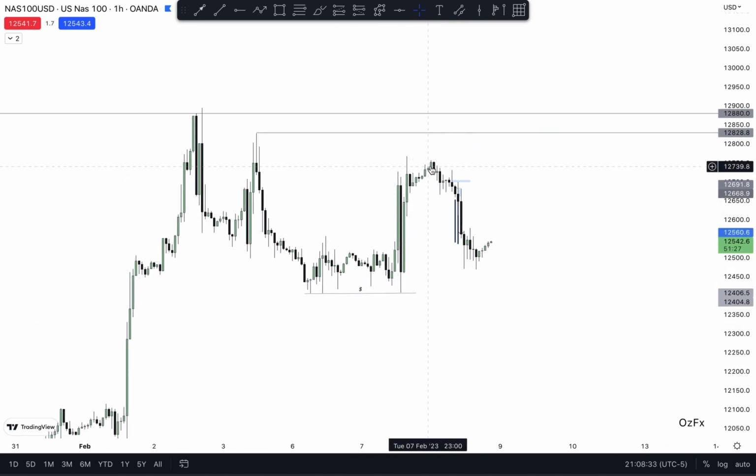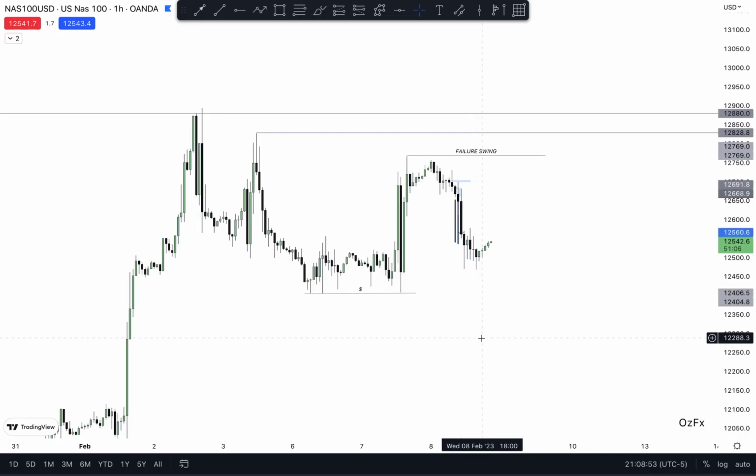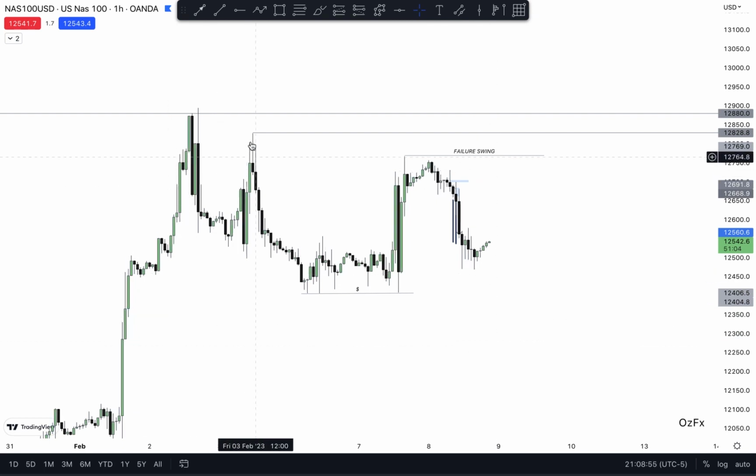Okay, and then we came up and we actually made a failure swing right here. So what is a failure swing? A failure swing is pretty much just like what this is right here. We made a high, we did not break through that high, we made a low, and then we made another failure swing. So that gives me reason to believe that we were going down today. I initially wanted to take out this liquidity right here, but we never got there. It is what it is. I didn't even catch the entire move of the day, but it is what it is.